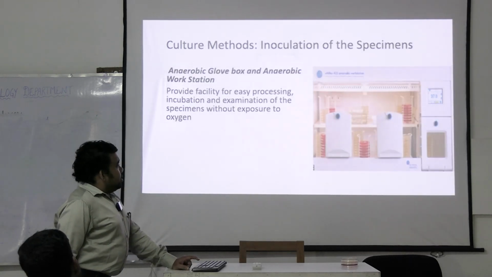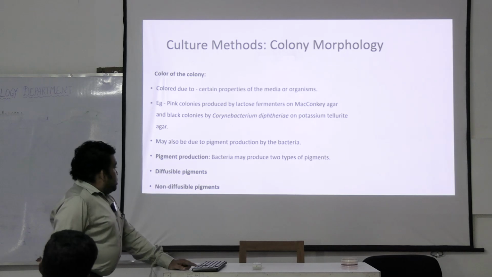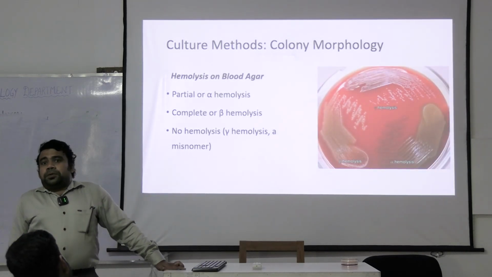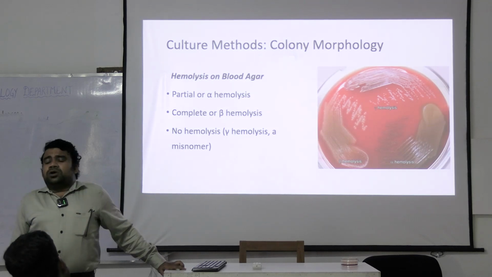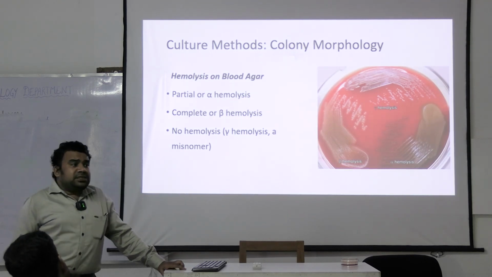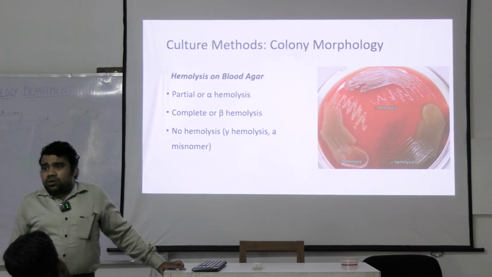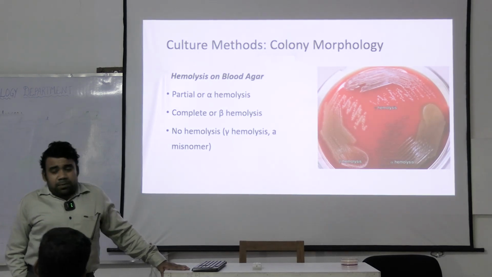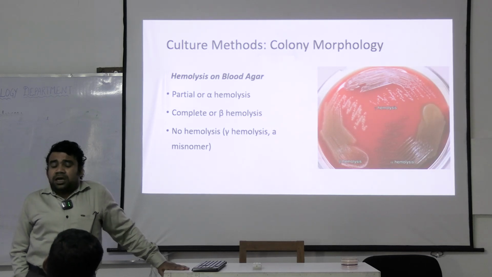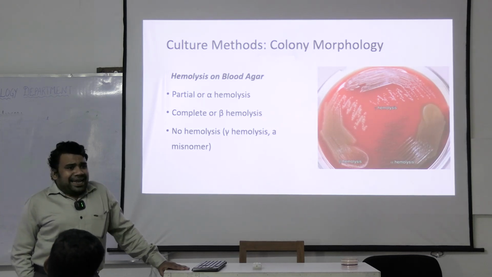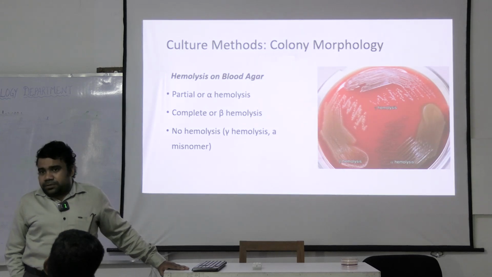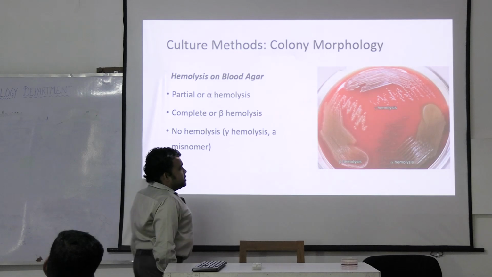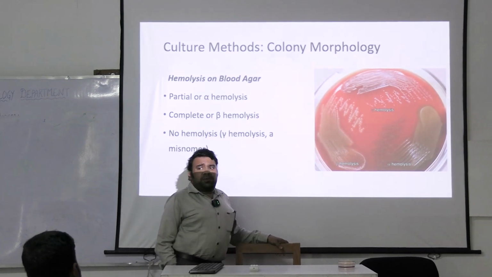This is an anaerobic glove box. Now, coming to identification. Based on the colony, how the colony looks, what the pigments are, what the size is, and on blood agar, we can observe something very important, which is known as hemolysis. Some of the bacteria, especially the pathogenic bacteria, will have some enzymes which can digest blood. Based on that, we can divide whether it's alpha hemolysis, beta hemolysis, or gamma hemolysis.